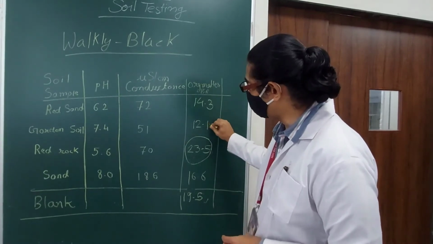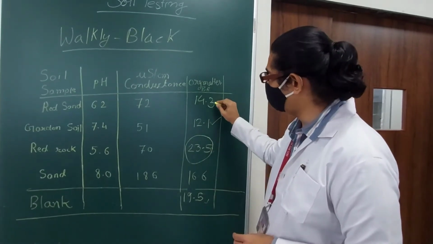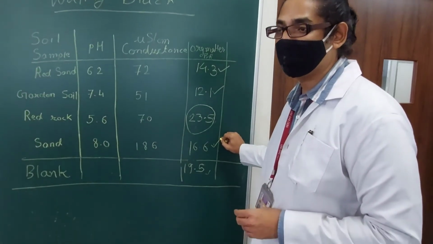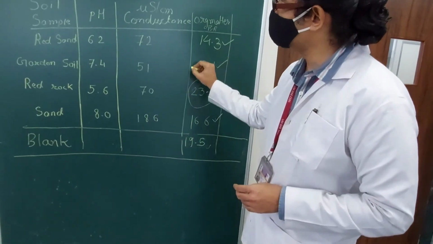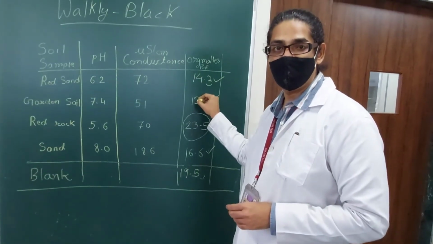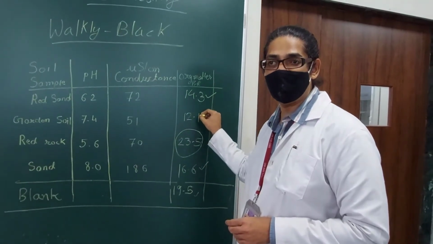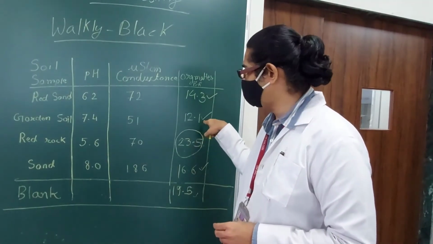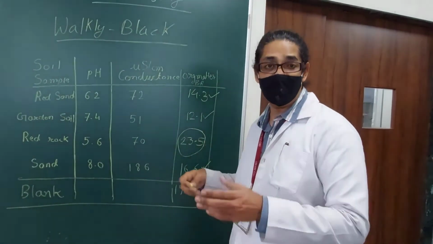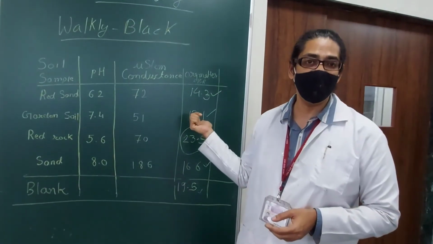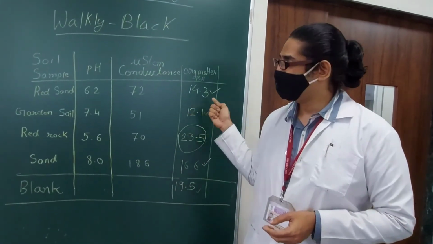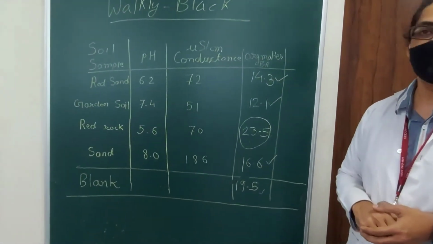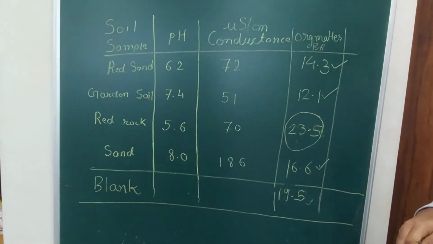Now for the garden soil, 12.1. Red sand, it is 14.3, and for the sand it is 16.6. So as we are getting the least volume of ferrous sulfate for the garden soil titration, this means it has a rich organic content in it, and that's what we see. We got it from our garden where all the flowers bloom, right? You can pause the video and note down all these values, and you can make your own conclusion to comment on it.